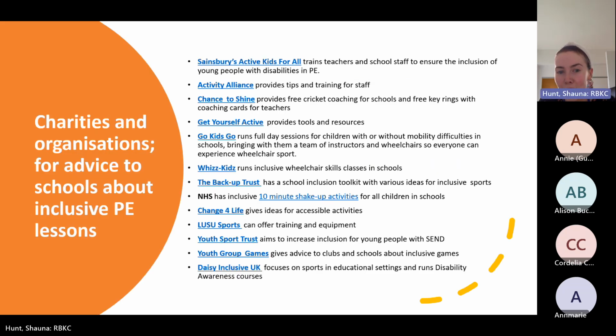Okay, so this is the list of charities and organisations which provide advice to schools about inclusive PE. I will send you a copy of this presentation, so you don't need to take them down now, but just so you're aware that they're there. There's ones like Whizz Kids, which is quite a good one for children who are in wheelchairs. They also offer wheelchair training. So if the child is new to a wheelchair and having difficulties maneuvering around the school, they can actually come to the school and offer training as well. There are quite a few there, so you can have a look in your own time and see if your school would benefit from any of those.